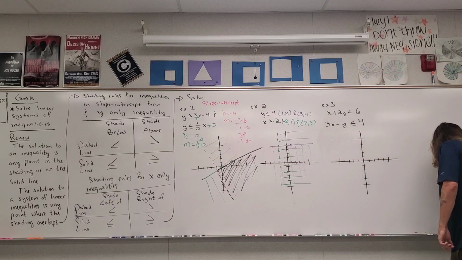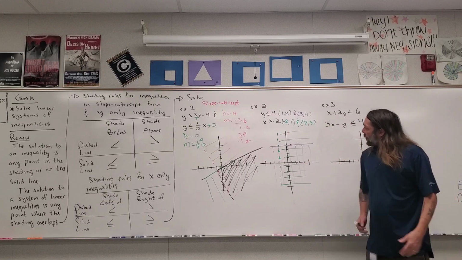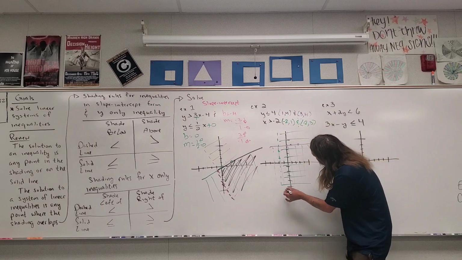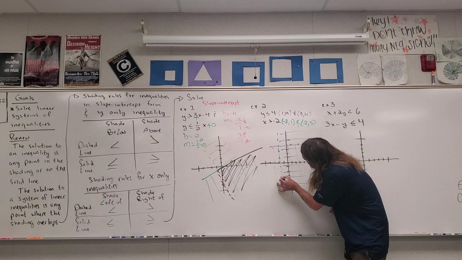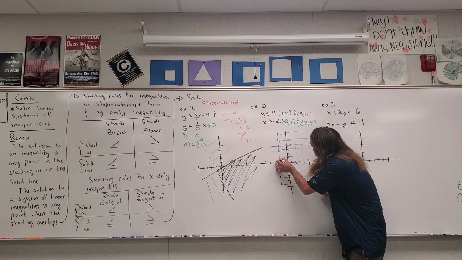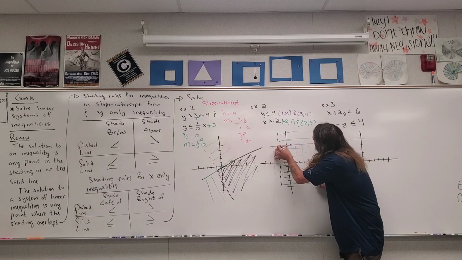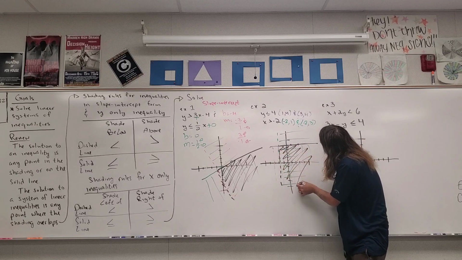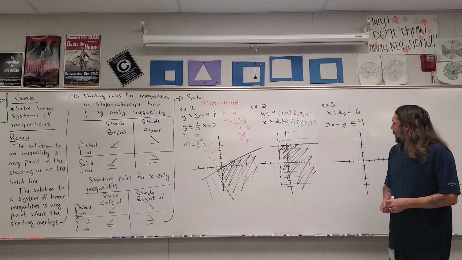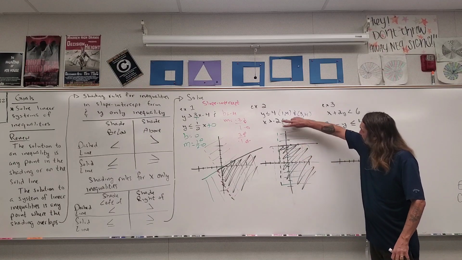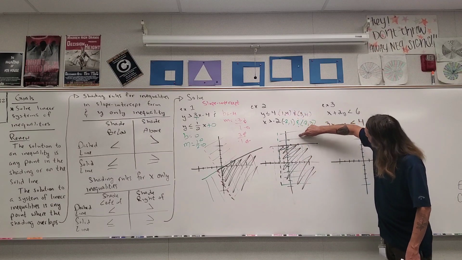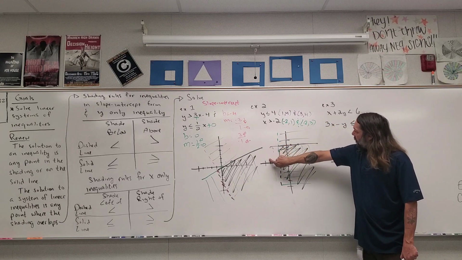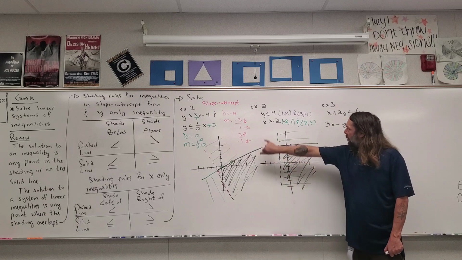So again, I want to stress that the answer is where the shading overlaps, and the answer to this system of inequalities is going to be bordered by this dashed line, this solid line, and any point in here. If I was to pick a point in the shading, it would be a solution to both. If I was to pick a point in the green shading, it would only be a solution to the x only, and if I was to pick a point in the purple shading, it would be to the y only.